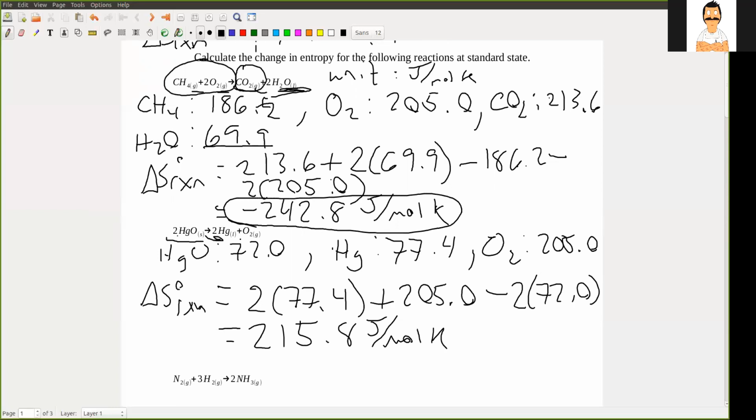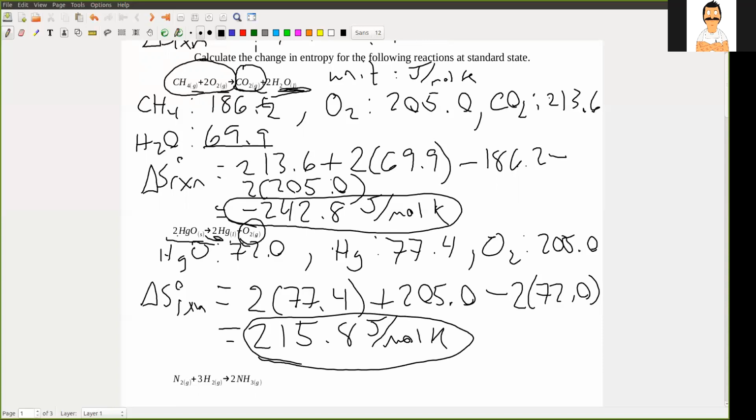Conversely, in the second reaction the moles of gas increase. On the right-hand side, we now have 1 mole of gas versus none on the left-hand side. And even if we didn't consider that to be an issue, we also see that solid is turning into liquid and gas. So the number of microstates are increasing, and that results in a positive change in entropy.